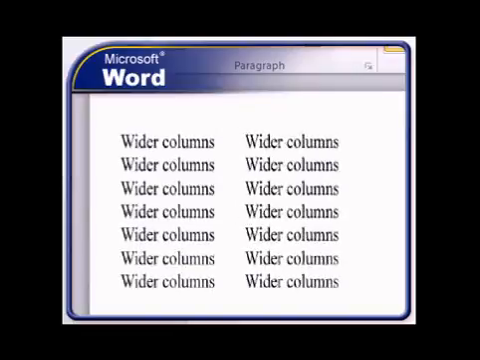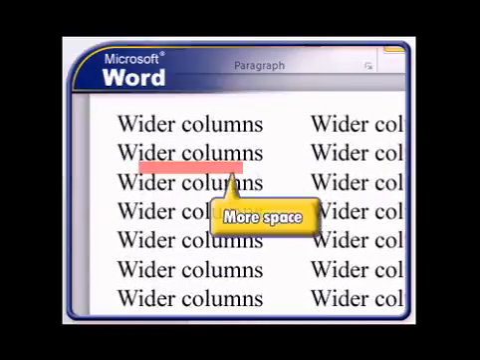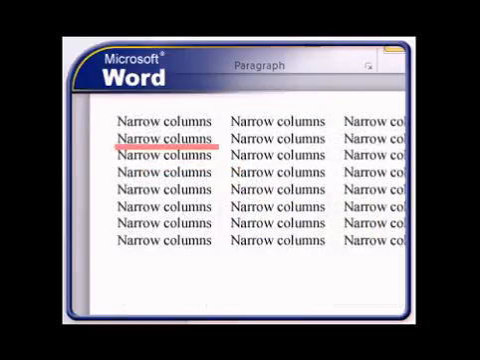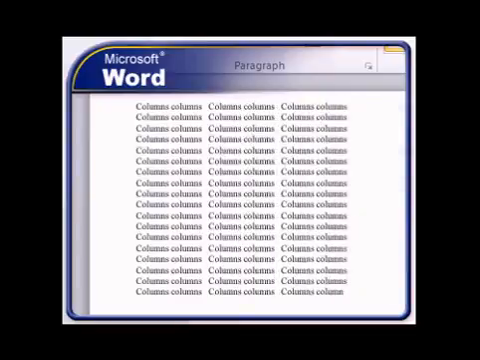Generally, the wider the column gets, the larger the type we need and more space between lines. Narrow columns can have smaller type and less space between lines. The amount of space between columns is also important. Too wide a space makes the design unattractive, while too narrow can interfere with readability.